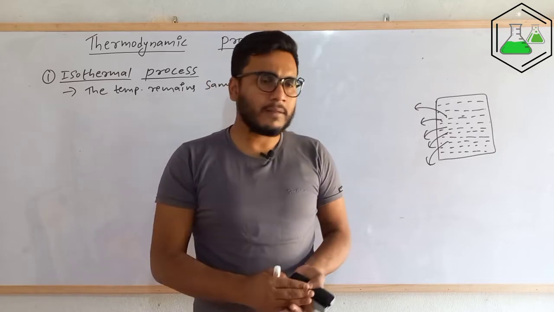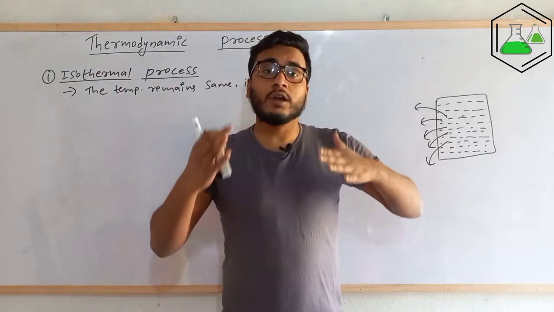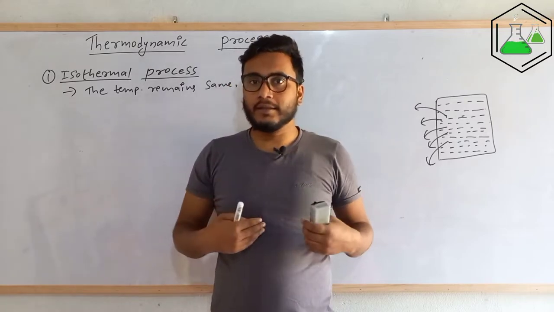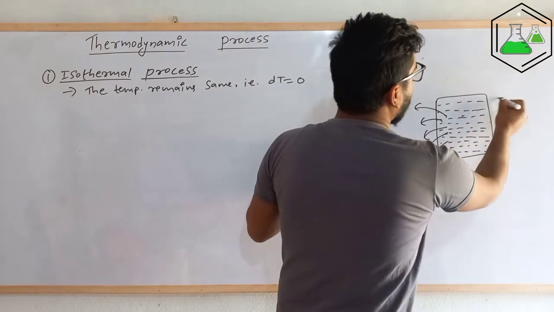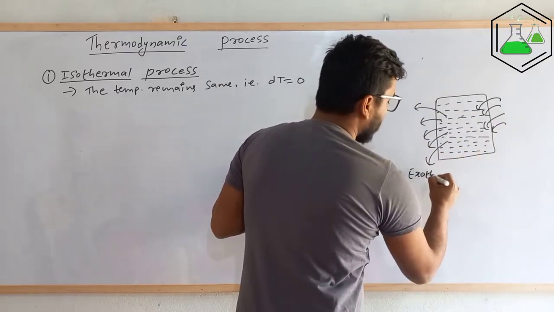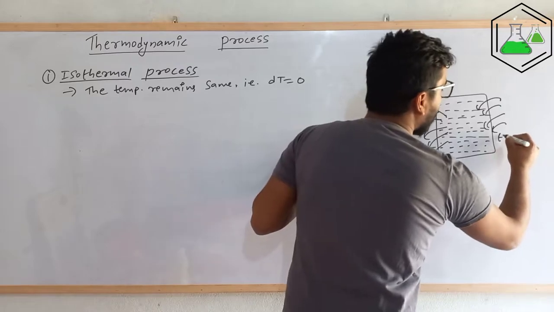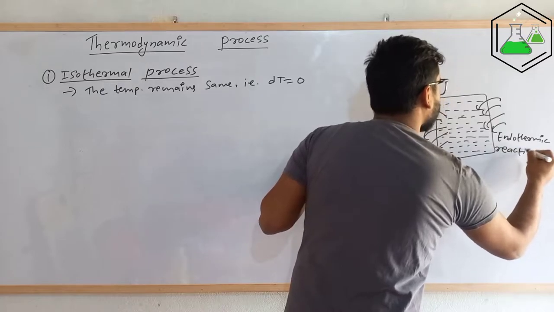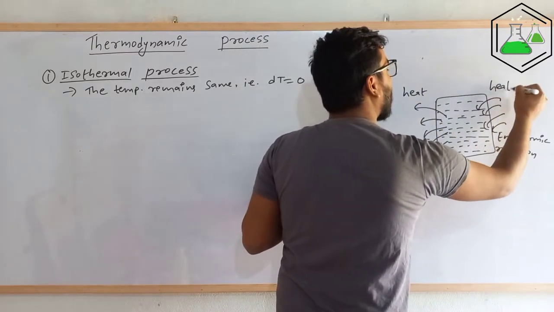In the other case, let us consider the reaction happening inside the system is endothermic. Now endothermic means obviously the temperature will decrease. Now in order to balance the temperature, it needs heat energy, and that heat energy is supplied by, yes, you are correct, the surrounding. This is for exothermic reaction, and this is for endothermic reaction. This is heat energy going out. This is heat energy coming in.